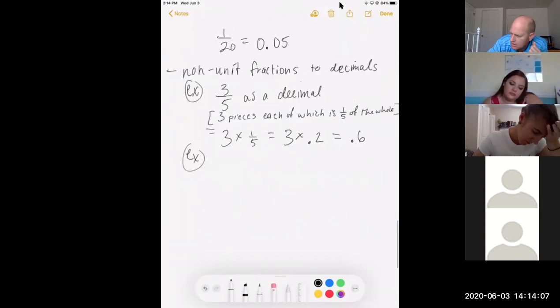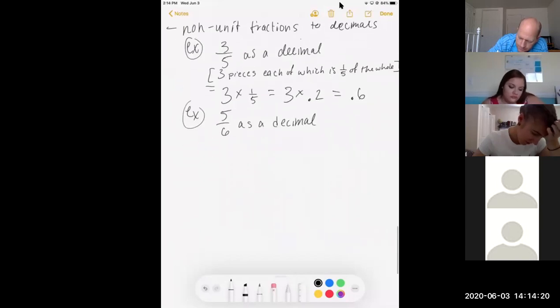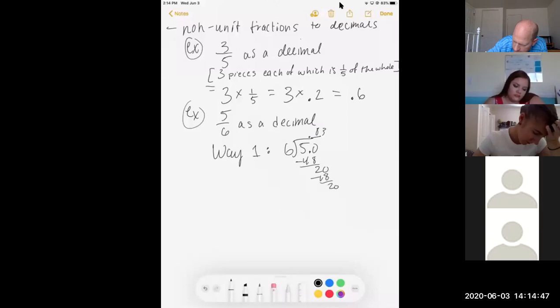Here's another example. We want to do 5/6 as a decimal. I'll show you a couple ways of how to do this one. Remember, of course, you can always do it this way if you want: 5 divided by 6. That's 8. 3. You can see the pattern now, getting 3s. Okay, that's way one.